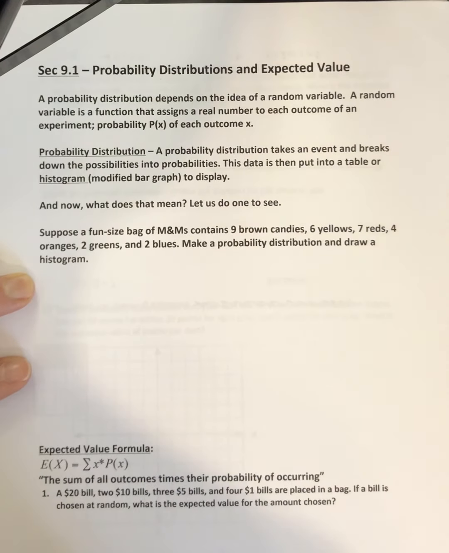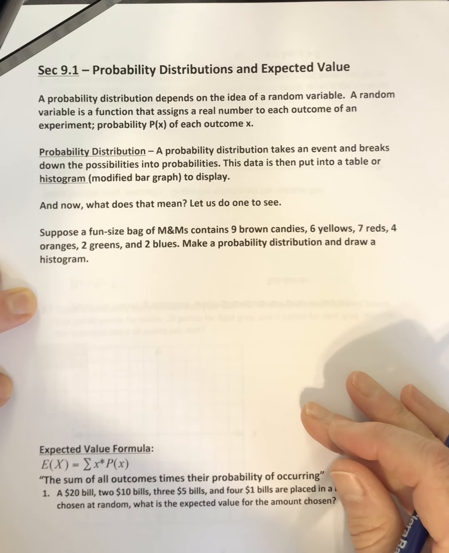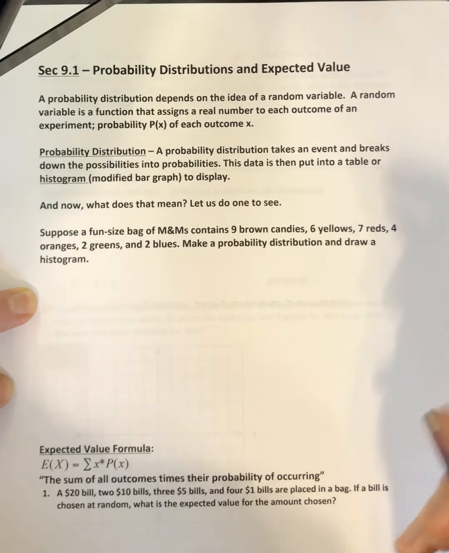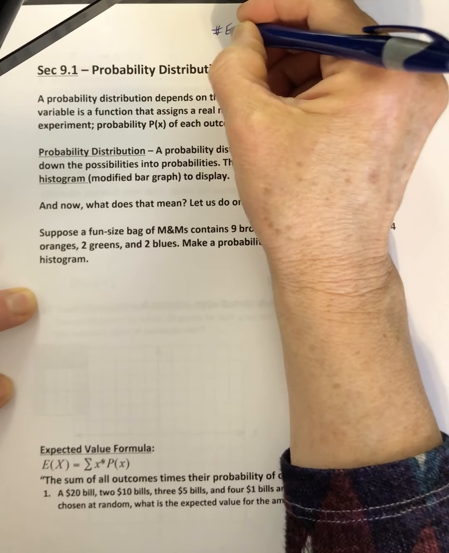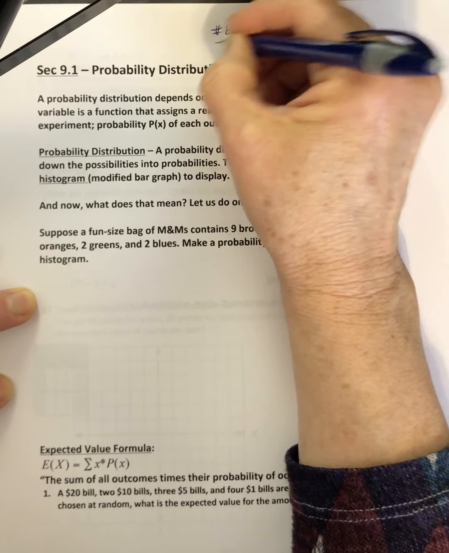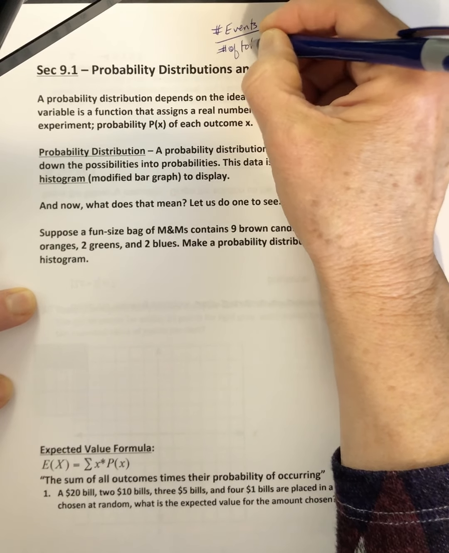Probability distributions and expected value. So the first thing we need to talk about is really what is just probability. Probability is when you have the number of events divided by the number of total outcomes.